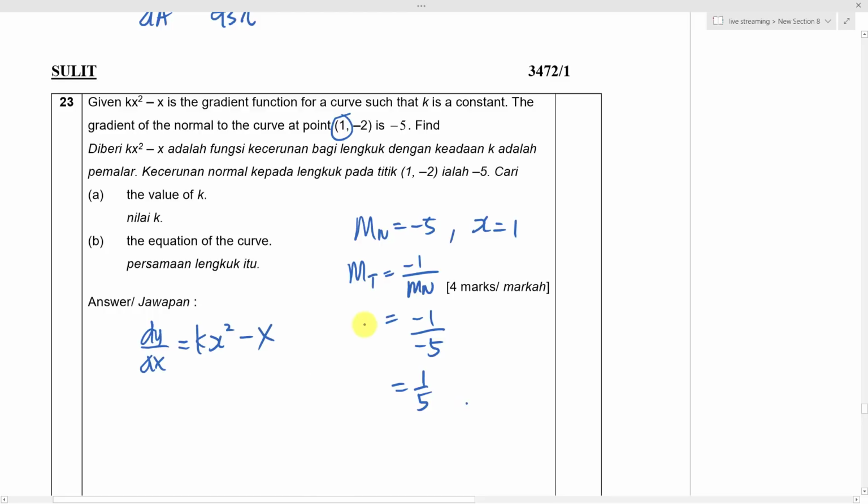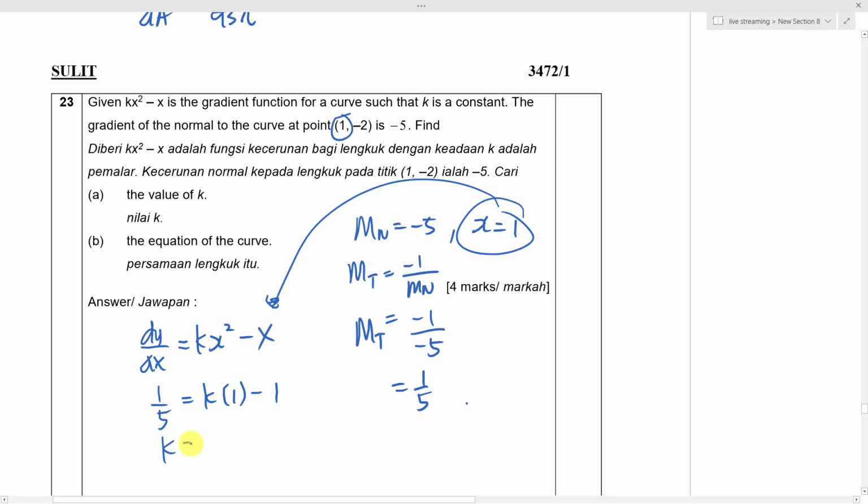So now I just write gradient of tangent. If I write dy dx, it's a bit confusing. Because I want to get the gradient of tangent, I need to sub the x value into the dy dx. So right now, I'm going to sub the x value into the dy dx to get the same gradient of tangent. So I will do 1 over 5 when I sub the x into here. So my k equals 6 over 5. Alright, this is how we do this kind of question. Then we know our dy dx equals 6 over 5 x squared minus x.